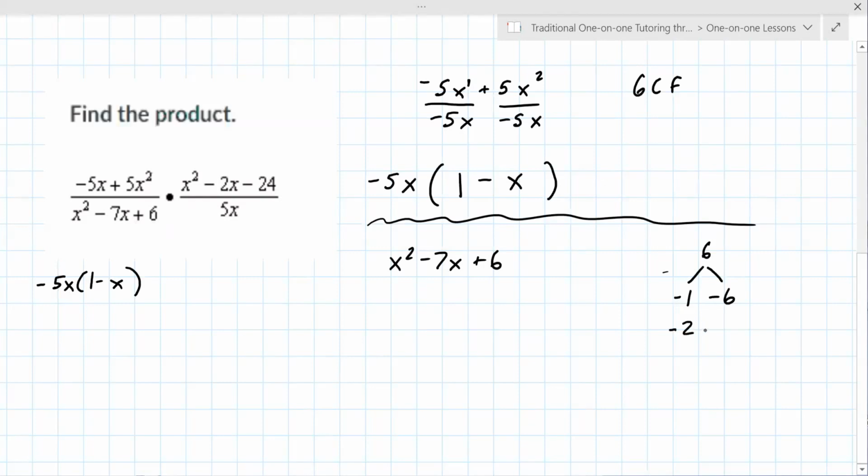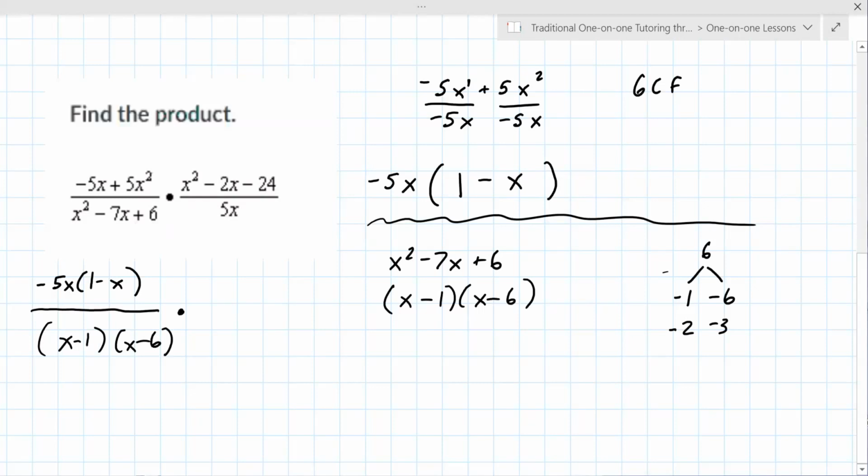And then another option is negative 2 and negative 3. Do either of these, and this is the question you're asking yourself rhetorically, do either of these add up to negative 7? And you say yes, it's the first one, x minus 1, x minus 6. And that's what goes down here on the bottom, x minus 1, x minus 6.